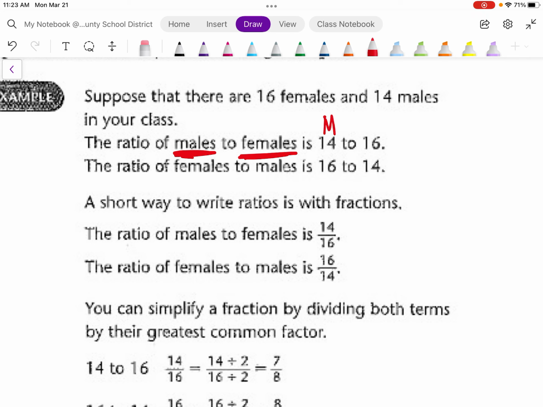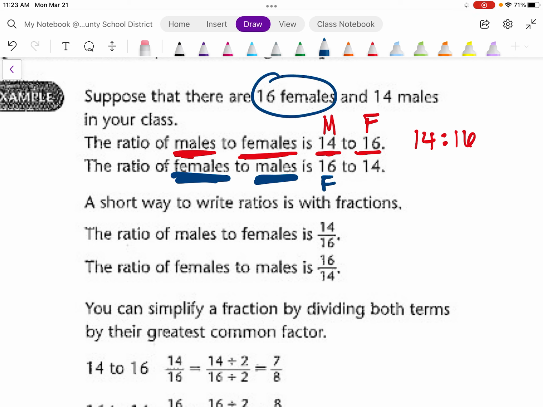If I'm comparing males first to females, we would write it like this, 14 to 16. You might also see it like this, 14 to 16. But if I'm asking you to compare females to males, make sure you flip those numbers, right? Because females is represented by 16. So then I could say 16 to 14 in that case. So the order does matter.